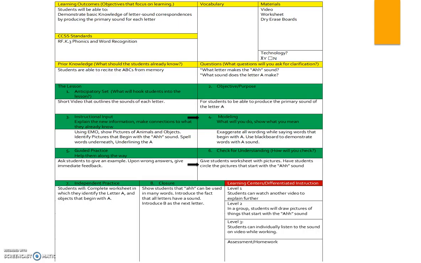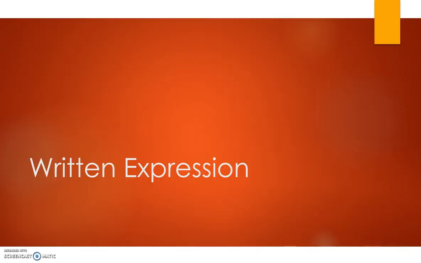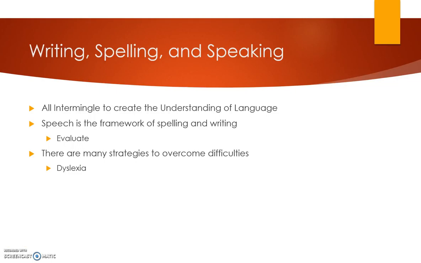At Level 2, in a group, students will draw pictures of things that start with the "ah" sound. And in Level 3, students will individually listen to the sound on video while working. Next, we'll discuss written expression.